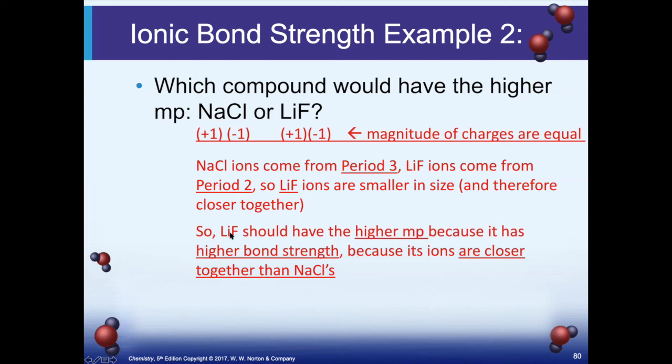So we can predict that lithium fluoride should have the higher melting point because it has the higher bond strength, because its ions are closer together than sodium chloride's. So once again, higher melting point because of the higher bond strength or higher lattice energy, however you want to think about it, because the ions are closer together for lithium fluoride when compared to sodium chloride. Okay, so then you could prove it to yourself just by looking up the melting points. We already saw the melting point of sodium chloride was 801 in the previous example. And if you look up the melting point of lithium fluoride, it is indeed higher, 845 degrees Celsius.